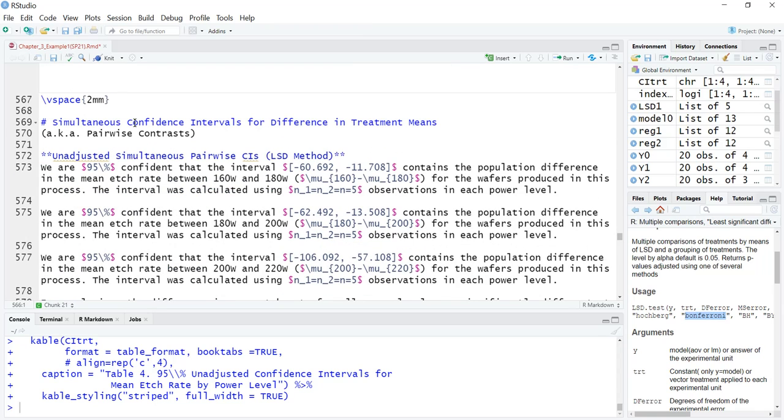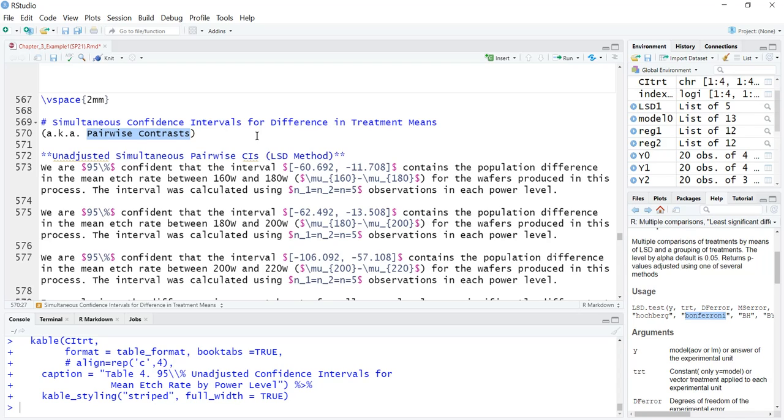So here we come with simultaneous confidence intervals for difference in treatment means. This is also known as pairwise contrast. So I wanted to put these, I think the book confuses these two, the confidence intervals and the contrast. The confidence intervals of a difference is a contrast. So I just want you to know that they're the same thing for these pairwise differences. Anytime you're taking a difference between two means in an ANOVA or a regression, you are doing a contrast.